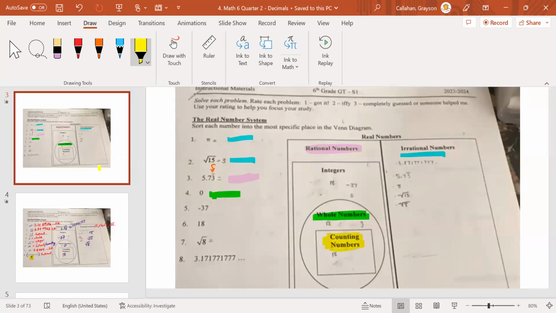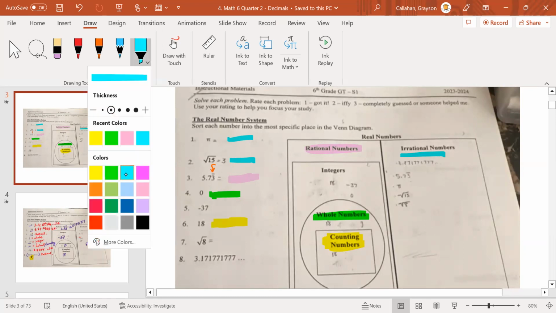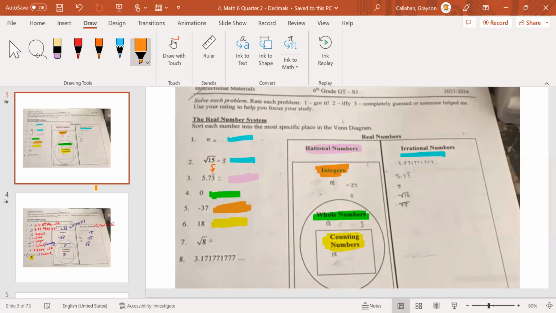It'll be counting numbers. It's also a whole number, but we're gonna go ahead and reach the maximum of this. Do you understand? Integers, number 37. All right, square root of 8.